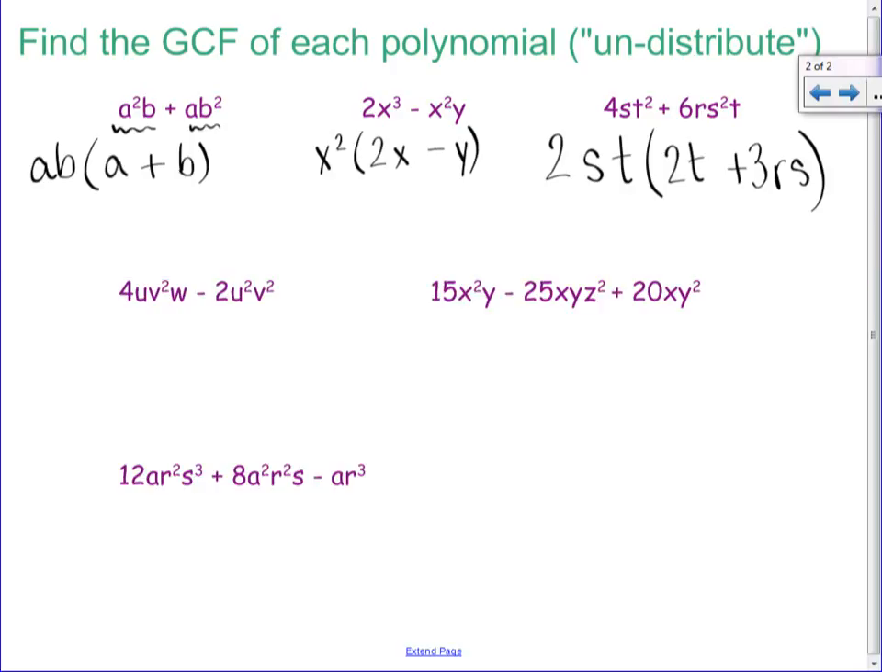A couple more. Looking at this one over here on the left, looking at just the numbers first, we can divide both of those by 2, so we'll take a 2 out. What variables can we take out? It looks like there's a u on both of them. Looks like there's a v squared on both of them. And we can't take a w out because it's only on one term. When we do that, we're left with 2, and then only the w is left, minus u.